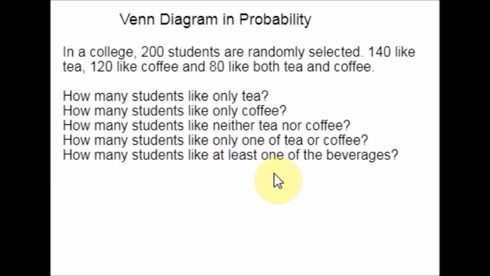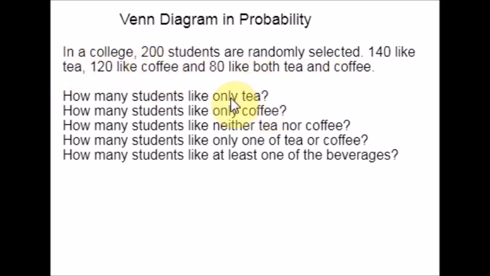Let us solve this problem using a Venn diagram. In a college, 200 students are randomly selected. 140 like tea, 120 like coffee, 80 like both tea and coffee. So these are the questions you have to answer. The given information may be represented by a Venn diagram. You can use the same alphabets as variables. For tea, you can use the capital letter T, and for coffee, you can use this alphabet C.